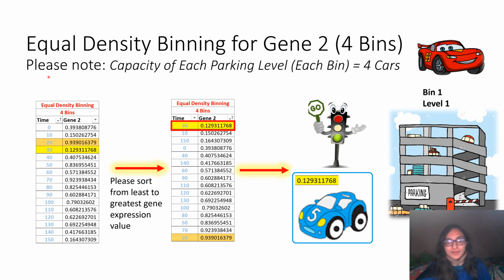But how do we do it for equal density binning? Well, to figure out which people get to go at each time, or which bin each of these gene expression values falls into at a certain time point.